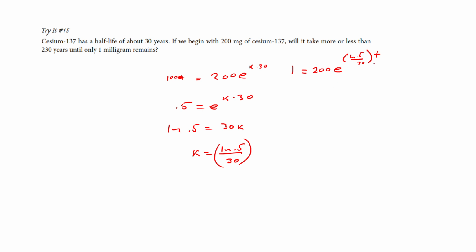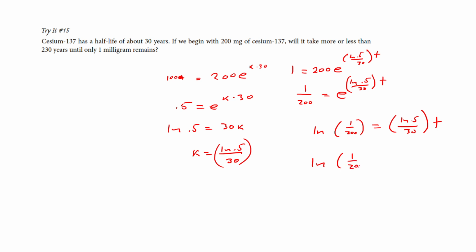Okay, so let's do just some math. Use our logarithm skills. So I'm going to have 1 divided by 200 equals e to the natural log of 0.5 over 30 times time. Now, if I take the natural log of both sides, I can take care of this problem part on the right. So I've got the natural log of 1 over 200 equals the natural log of 0.5 over 30 all times t. And I'm solving for t.